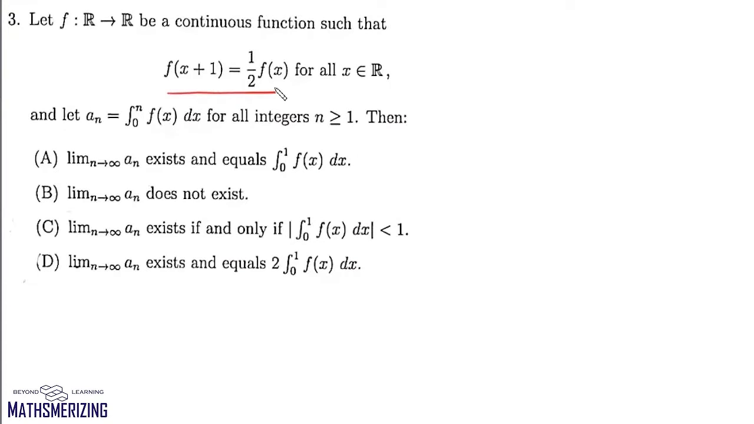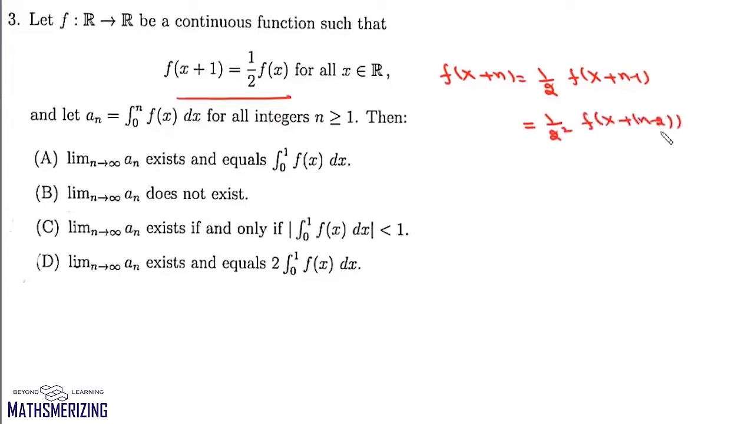Now this third question is, we are given that f(x+1) equals 1 by 2 f(x). Now let an equals integral from 0 to n of f(x) dx. We need to find this limit n tends to infinite an. Now in this equation, if we put x as x plus n minus 1, then we can write f(x+n) as 1 by 2 f(x+n-1), which will be equal to 1 upon 2 square f(x+n-2), and using iteration it will eventually come to 1 upon 2 to the power n into f(x).